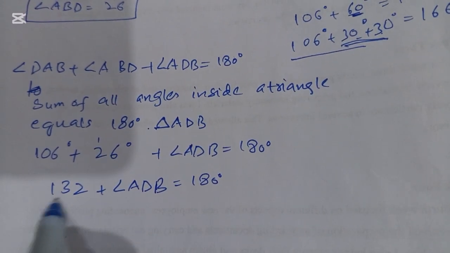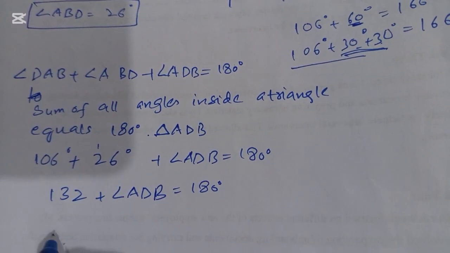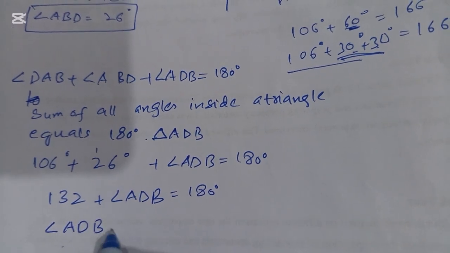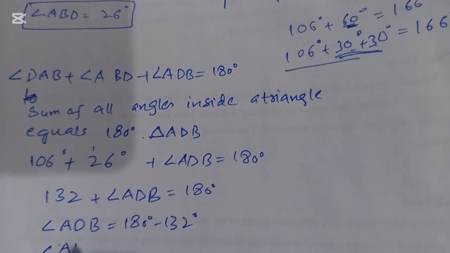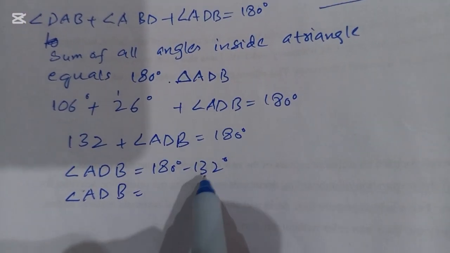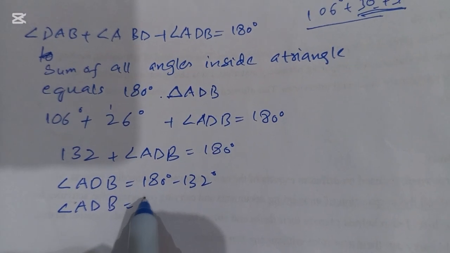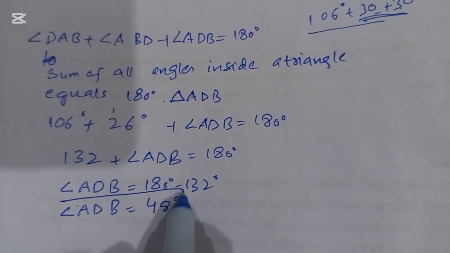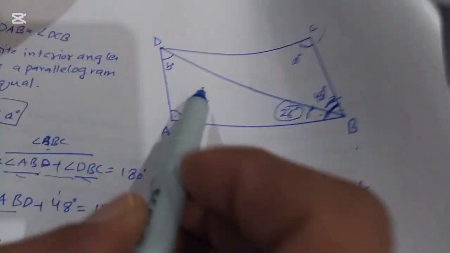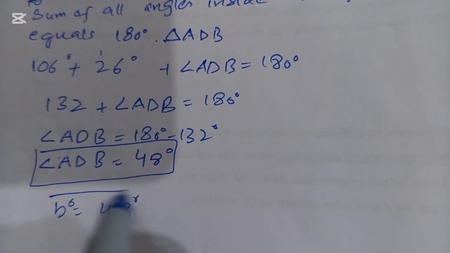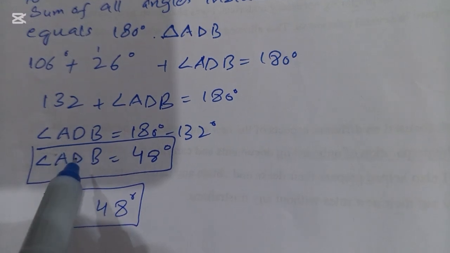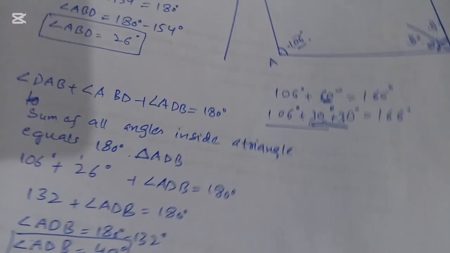Now this 132 is in positive terms here. If you move it to the other side of the equation, it becomes negative. Angle ADB equals 180 degrees minus 132 degrees. If we subtract 132 from 180 degrees, what we will get is 48 degrees. So now this angle ADB has been named as B degrees. Its value has been named as B degrees. So instead of writing angle ADB, we'll write it as B degrees equals 48 degrees, right? I don't have any problem if you write angle ADB or B degrees, that's okay, right? So let me summarize this question and explain it to you again.